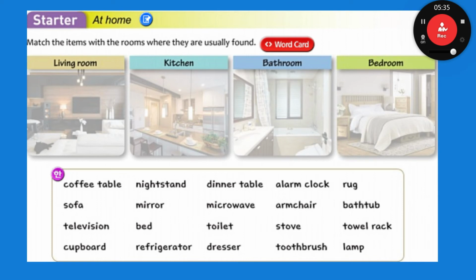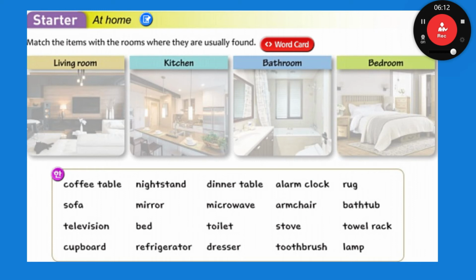Okay. So now you're going to match the items with the rooms where they're usually found. You're going to stop the recording now, put me on pause, and you're going to draw a line from the thing to where it is located. Which room is it in? I'm going to speak the words, and you go ahead and repeat them, and then you're going to put me on pause and draw a line to the room where they're located.